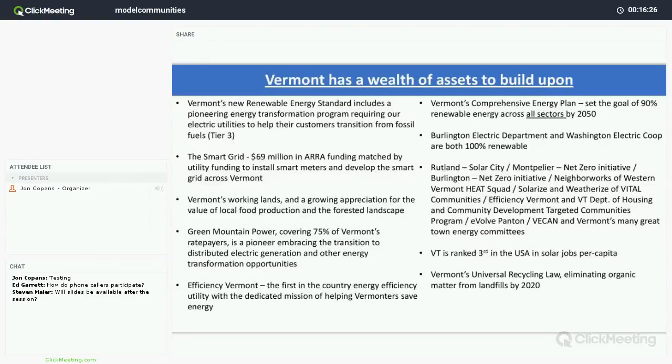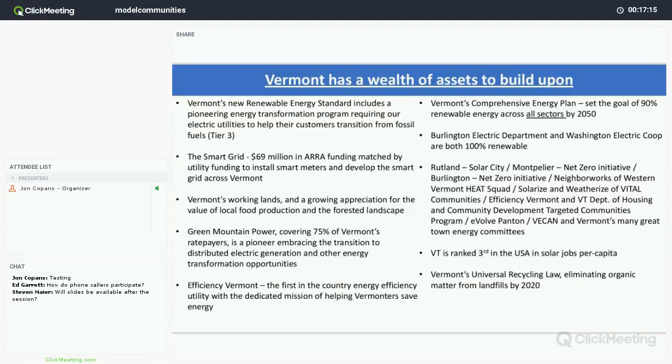Electric Co-op. I think it's also important to acknowledge that when we embark on this Model Communities program, we are building on the great work that has happened in so many other initiatives and is happening in so many other initiatives. So you see a list here. We've got the Solar City in Rutland. We've got the Net Zero initiatives in Burlington and Montpelier. We have the great work that NeighborWorks of Western Vermont has done with their Heat Squad, the Solarize and Weatherize programs of Vital Communities, the Efficiency Vermont and the Department of Housing and Community Development's Targeted Communities program, the program in Panton called Evolve, that's a collaboration of Green Mountain Power and Efficiency Vermont, and then of course VCAN and the great network of town energy committees we have in the state of Vermont.